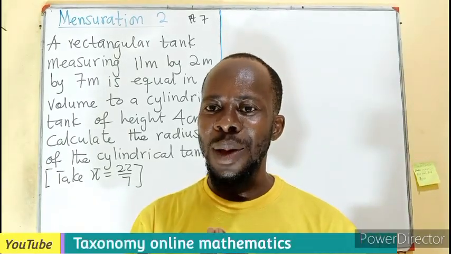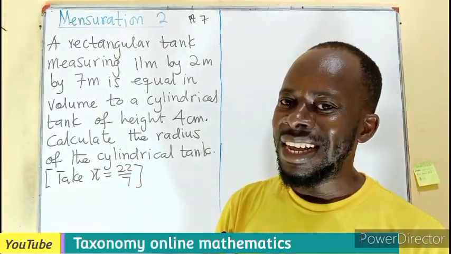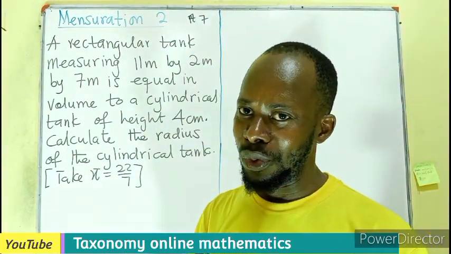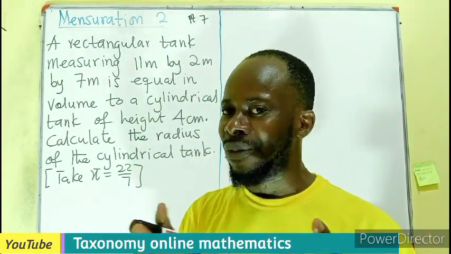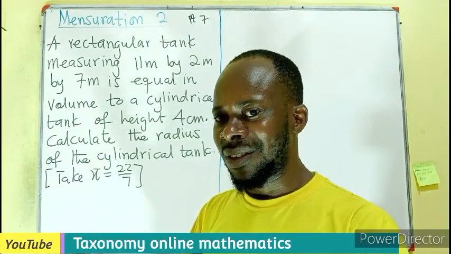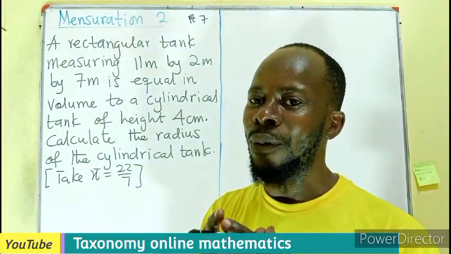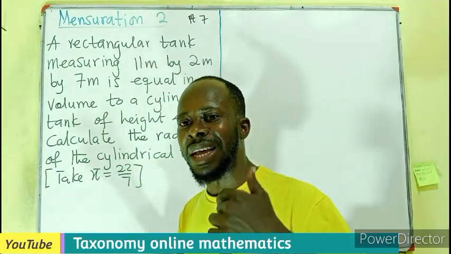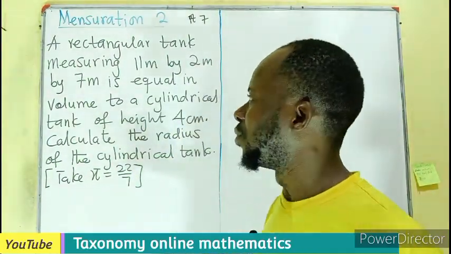In this episode, we are still having the continuation of our tutorial on mensuration 2. I guess you can remember the volume of a prism, cylinder, cuboid, and a cube. Here we had a question in that regard. This episode is part 7 of that tutorial.